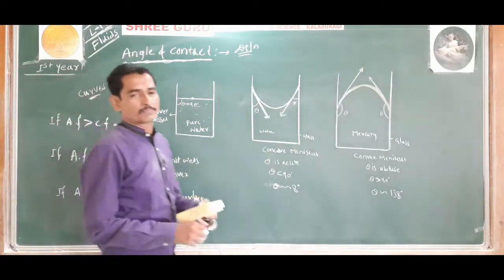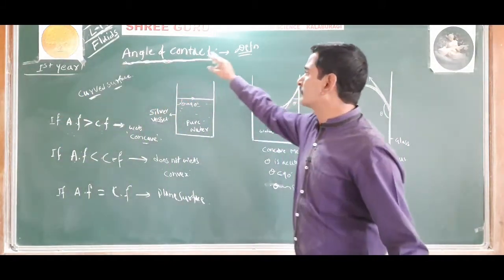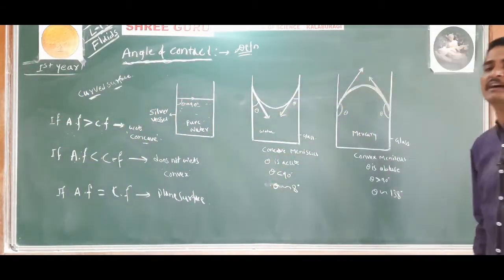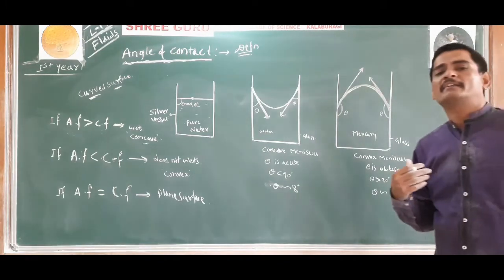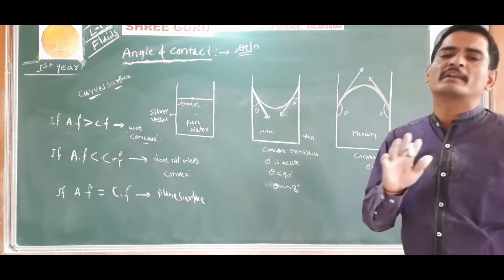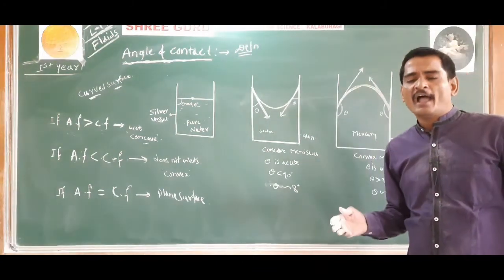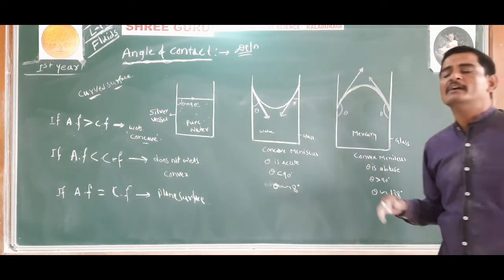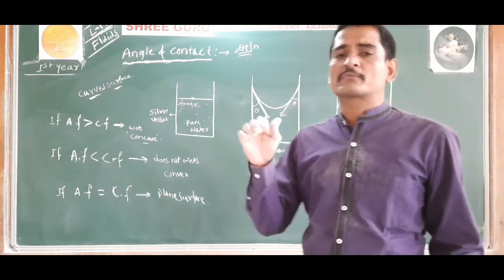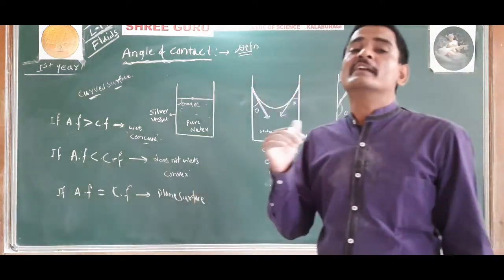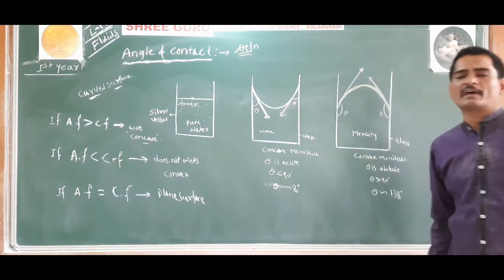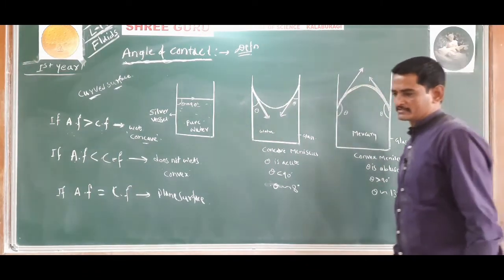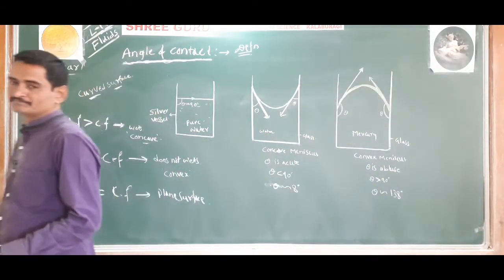Listen to the definition properly. Angle of contact is defined as the angle made by the tangent drawn to the liquid surface at the point of contact with a solid surface, inside the liquid. Understood properly?